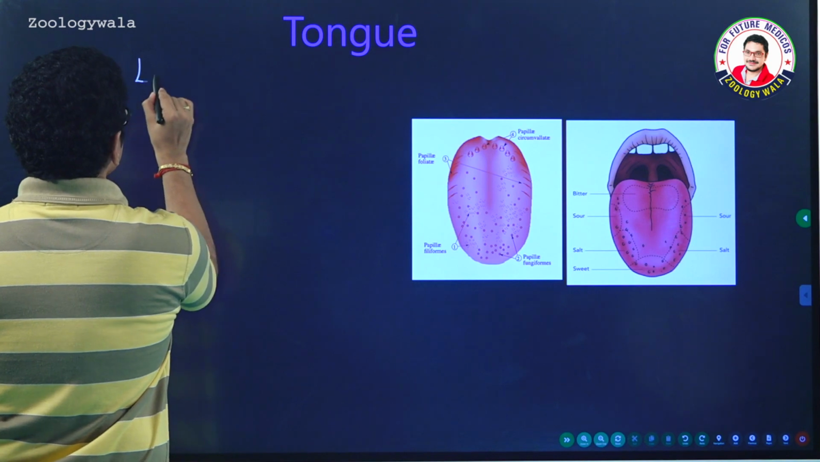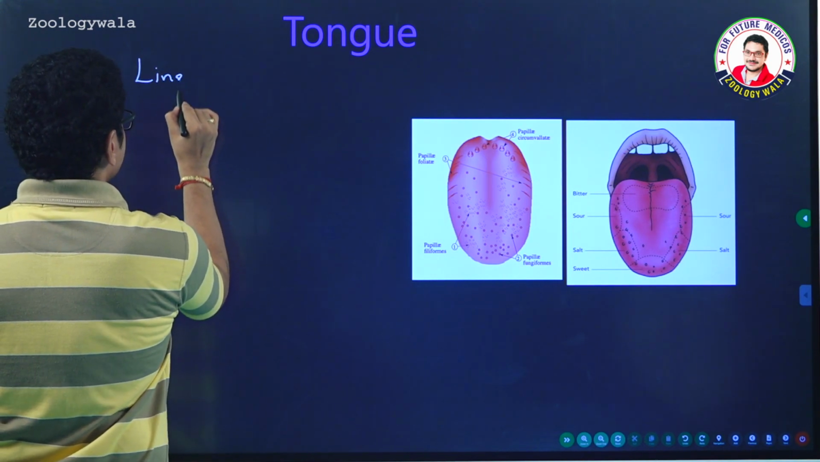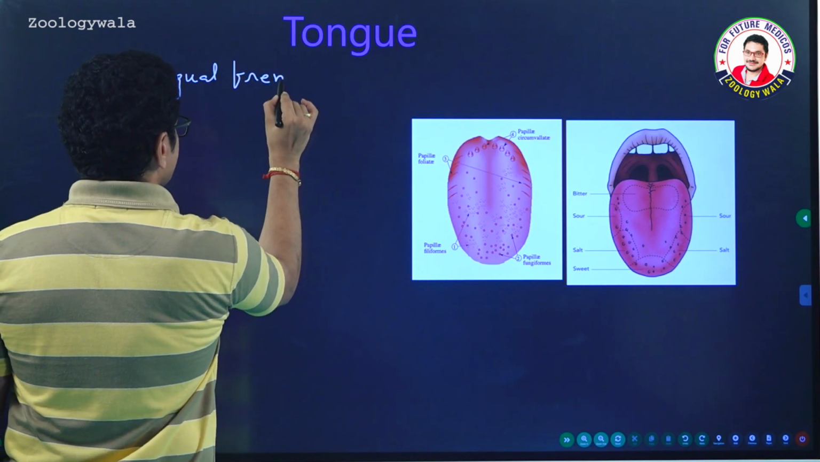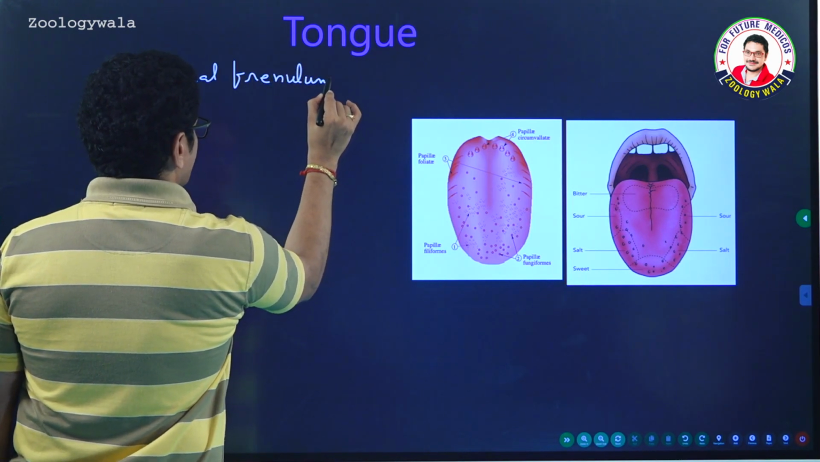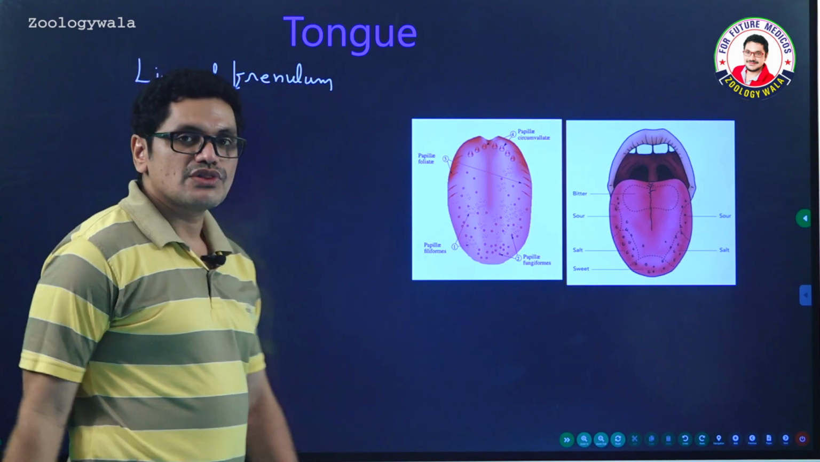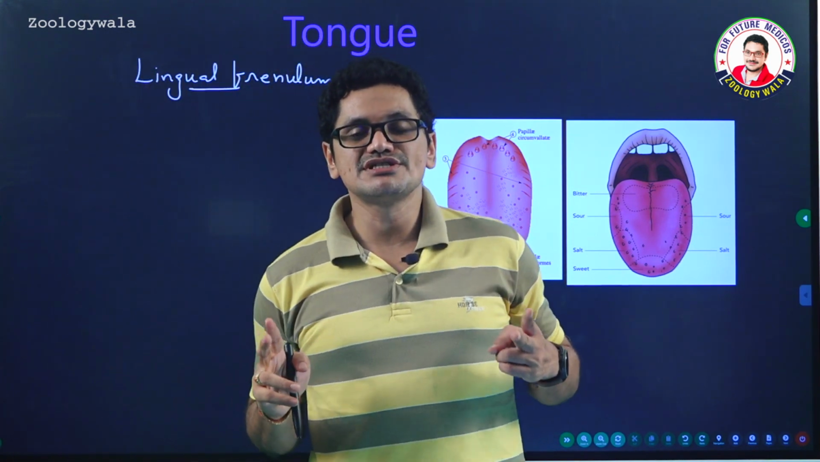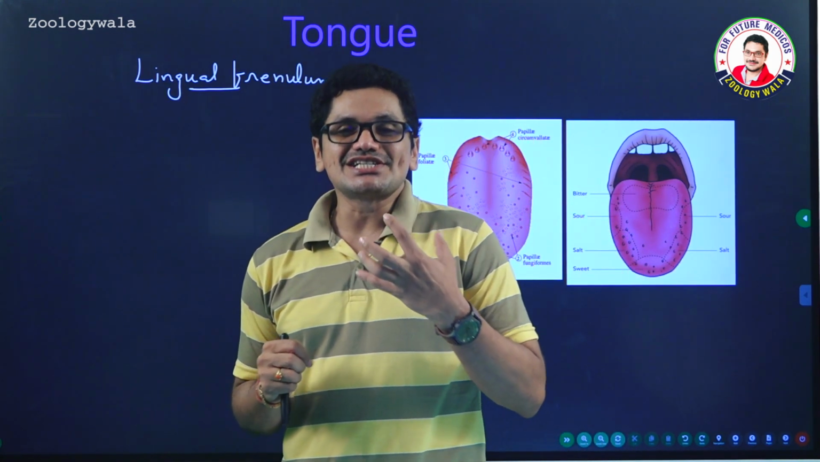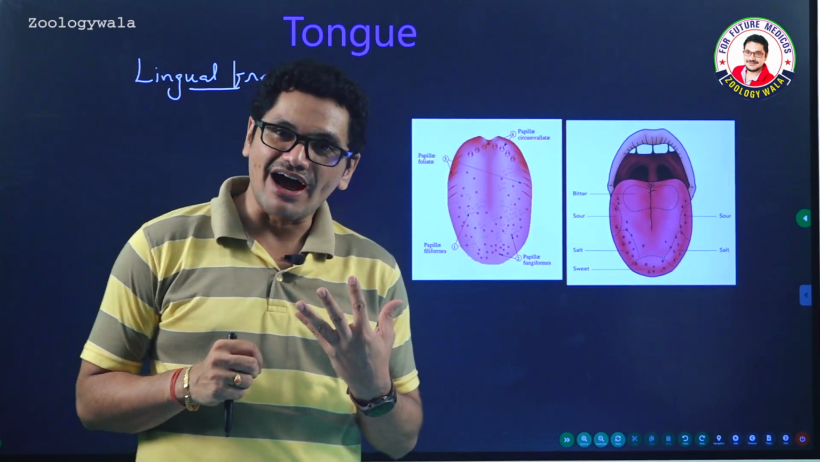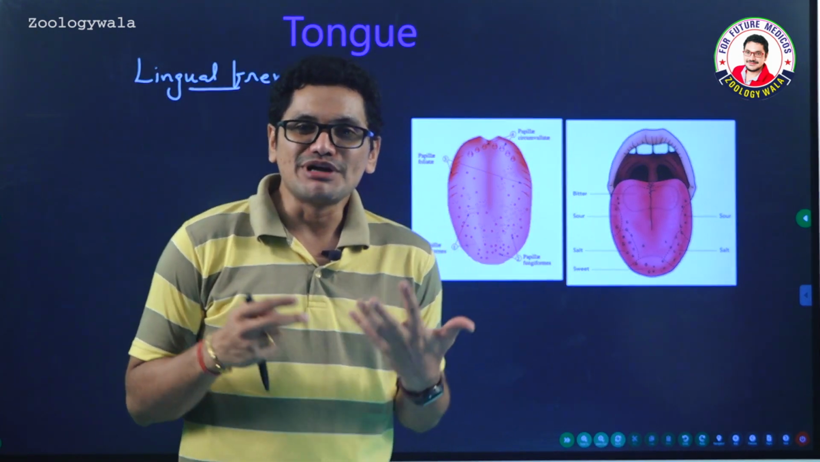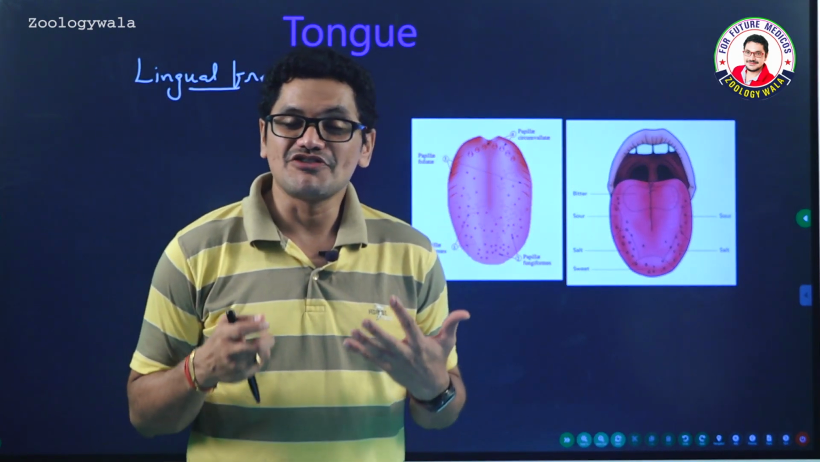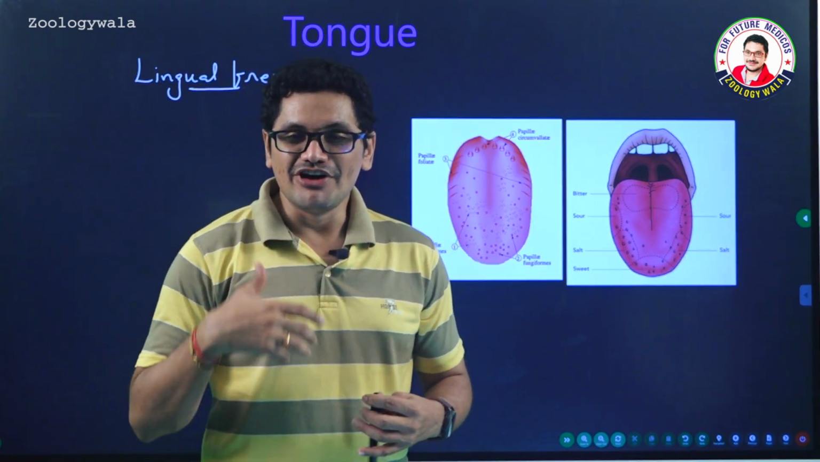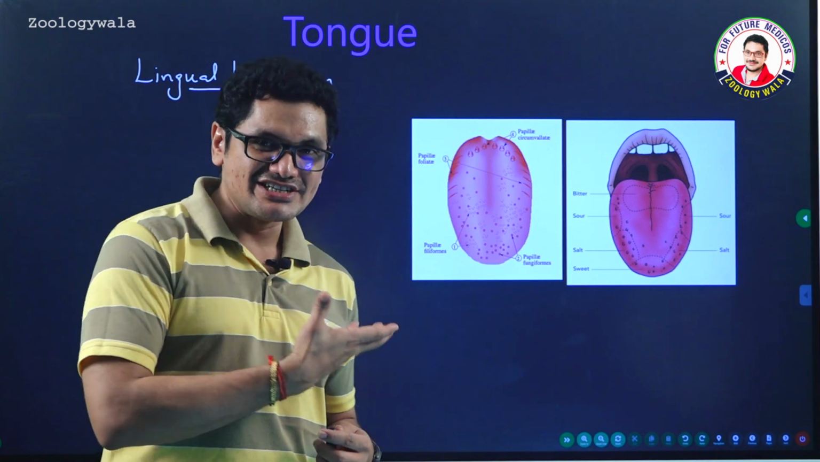So the tongue attaches to the floor of the oral cavity with the help of the lingual frenulum. The tongue contains two sets of muscles, basically extrinsic muscles and intrinsic muscles. Extrinsic muscles are the muscles which are useful for movement of the tongue. See, we are able to talk. Human beings have a very powerful art of speaking, the way of communication. The master of communication is the tongue.